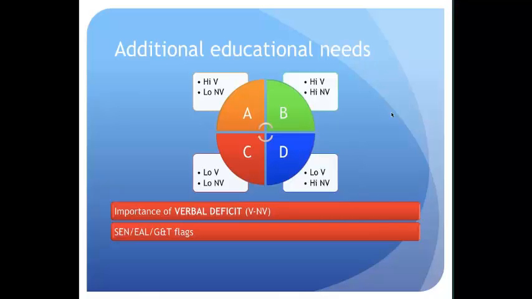What this also enables us to do then is to flag our kids and begin a register for SEN, for EAL and for G&T. And some international schools are still at the beginning of that process. So instantly with your quadrant B, you've got your gifted and talented student. Instantly with your quadrant C, you've got the beginnings of your SEN register. And instantly with your quadrant D, you've got your EAL cohort.